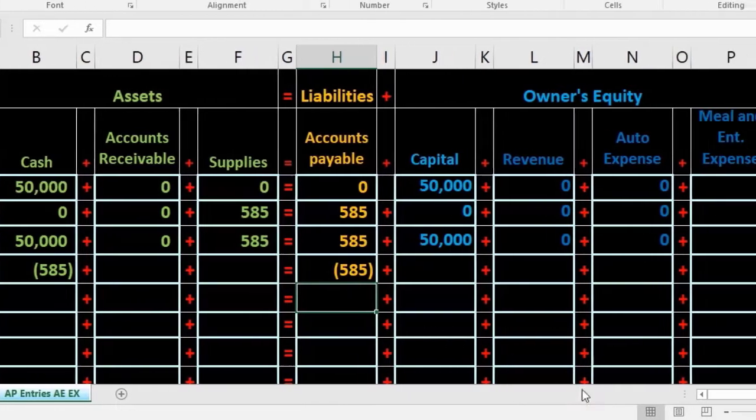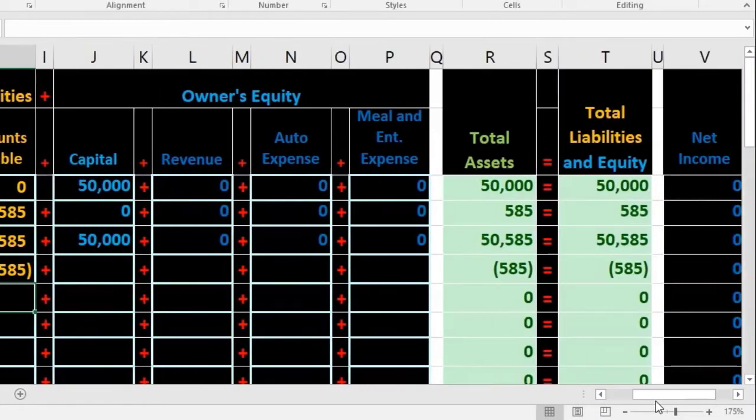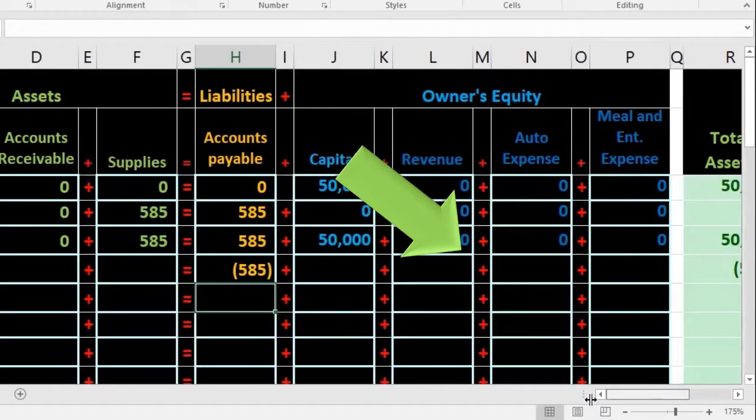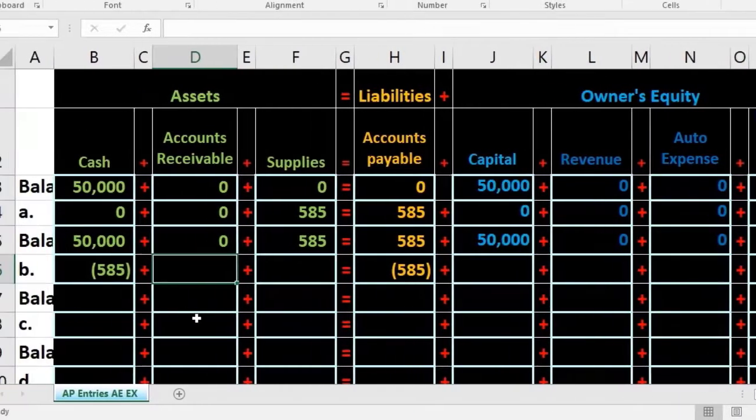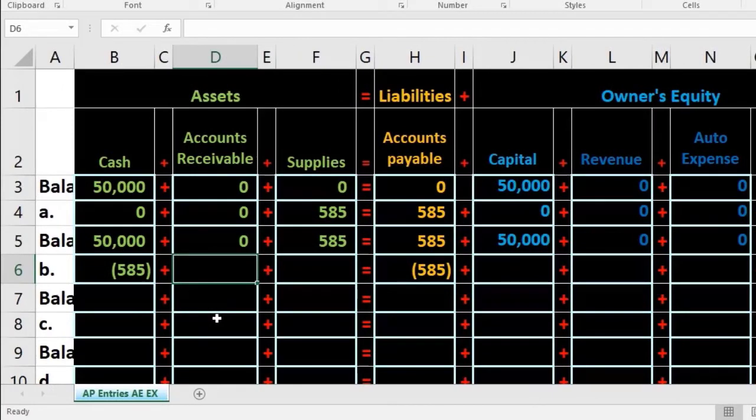Then I'm going to go through here where we are now in balance, of course, this transaction having an equal number of debits and total liabilities and equity. We'll now go through here and enter all the zeros in the rest of the blank cells starting in cell D6. So in cell D6, I'm going to say 0, tab, tab.